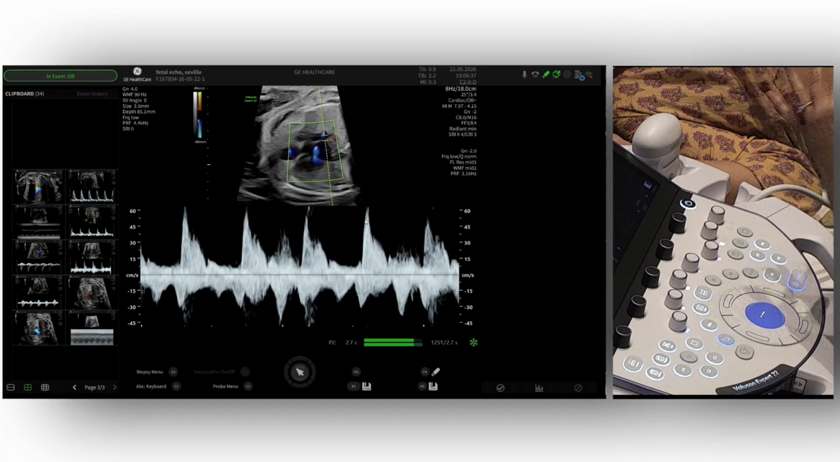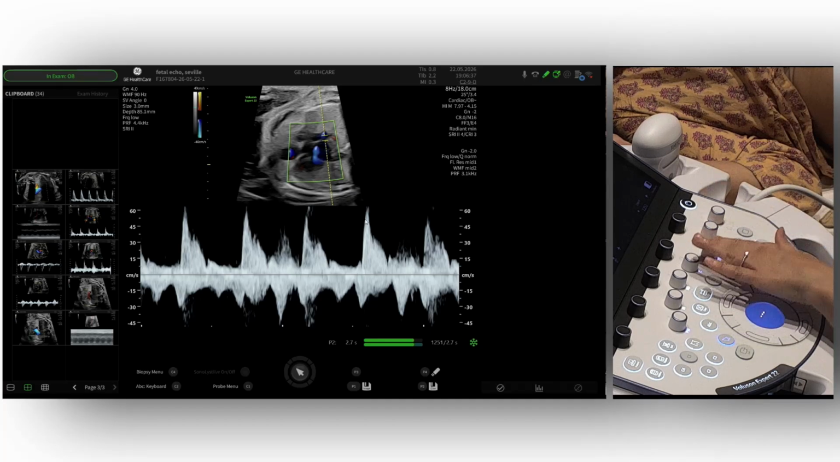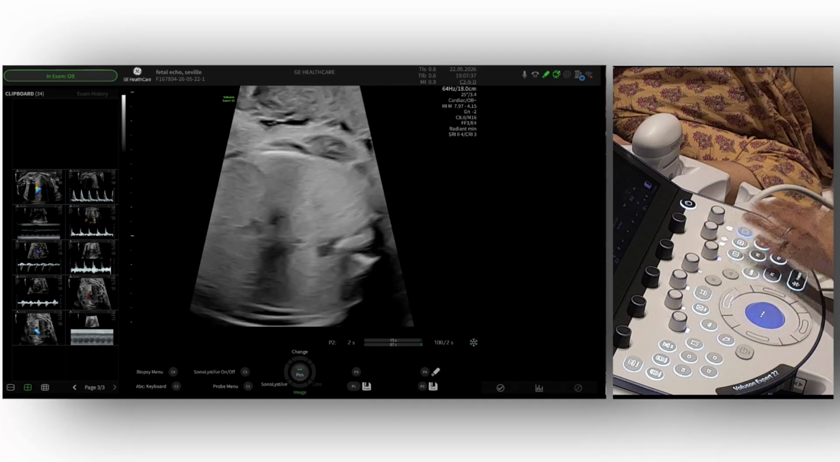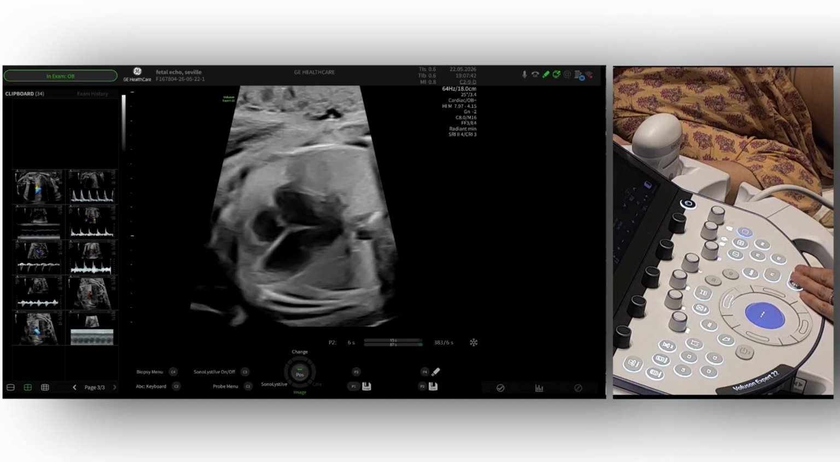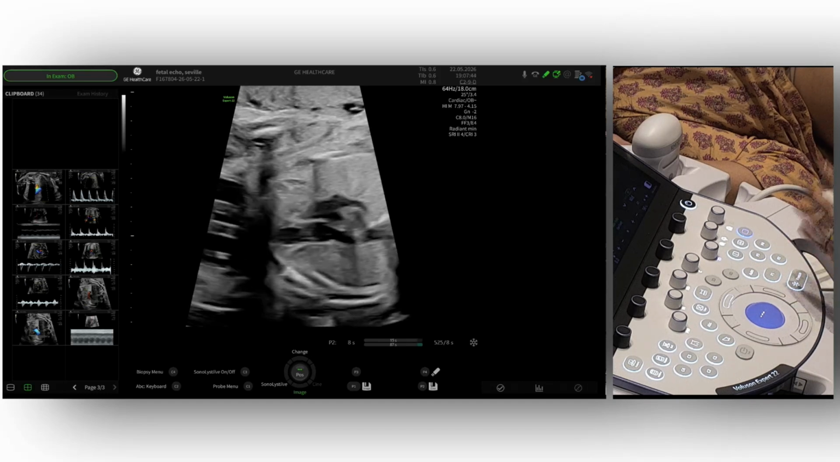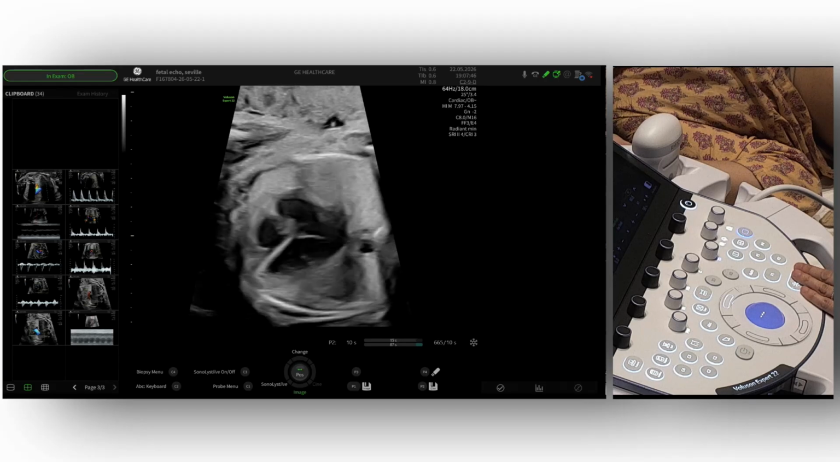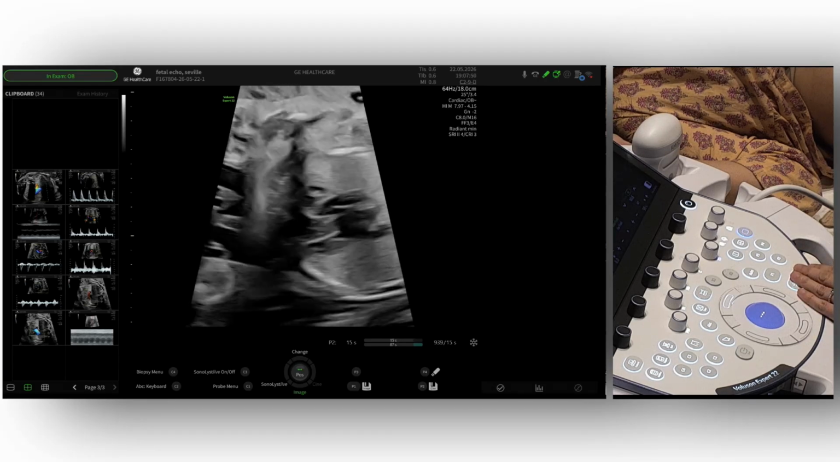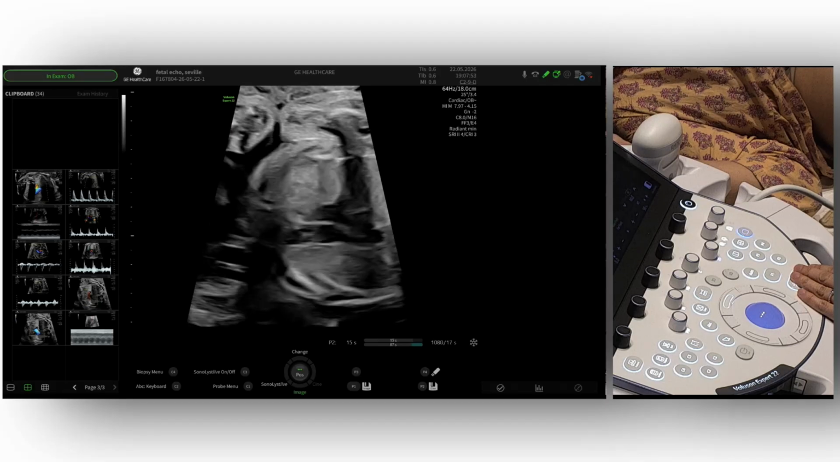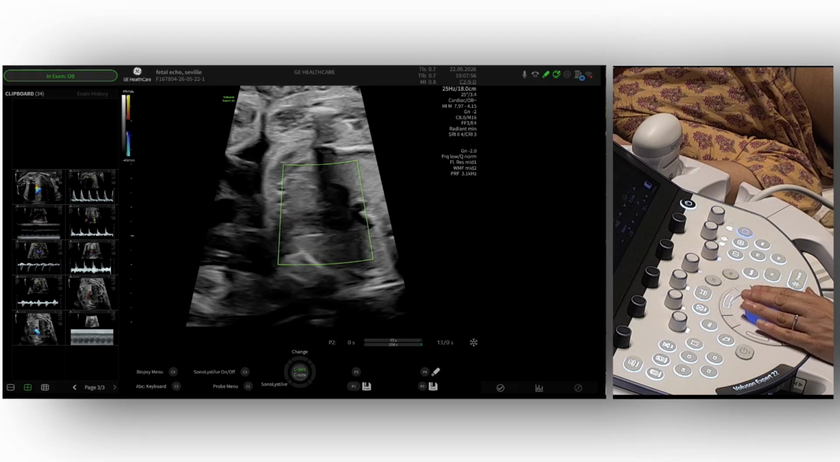Yeah. And then, as I'm saying, it's good to have several places to do this, because sometimes because of the position or whatever, it's good to know different places. Another place that we can look with Doppler at this correspondence is something that has been recently described, that you can go to the 3-vessel and trachea view. Let's see if the baby allows us to do that.